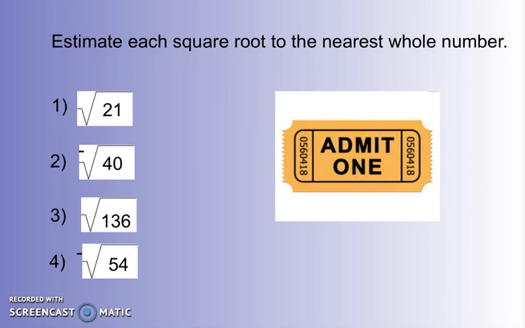What I would like you to do is actually try these. I want you to estimate. That means I only want you to use a calculator to check your answer, but I want you to estimate first. I want you to see if you can figure out what two perfect square roots these numbers are between. Okay, I want you to try out 4 of them.